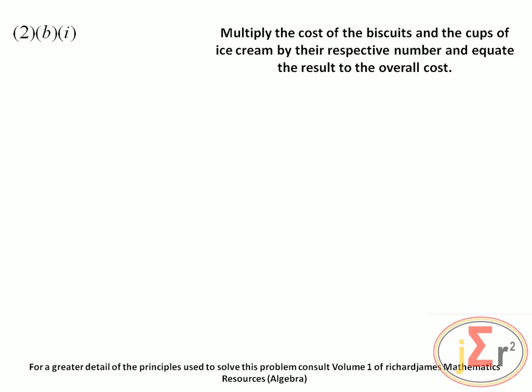What are we going to do? Multiply the cost of the biscuits by the number of biscuits, or the number of packets. So we have 1 packet and the cost is x. So that is 1x or x. And of course we have 2 cups of ice cream. So we have 2y. So it is x plus 2y is equal to 8. And the other one, 3 packets of biscuit, so 3x, and 1 cup of ice cream, so y, and that is equal to 9.